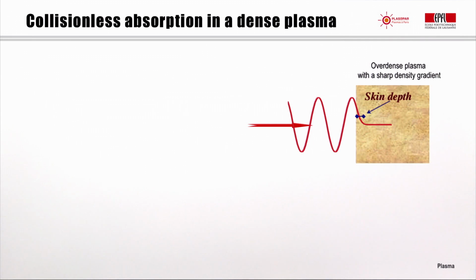We will now discuss the last absorption mechanism treated in today's lecture. This is collisionless absorption in an overdense plasma with a sharp density gradient. For this part, we will just have a qualitative approach. An overdense plasma is a plasma at very high density, such that the plasma frequency is larger than the frequency of the incoming light.